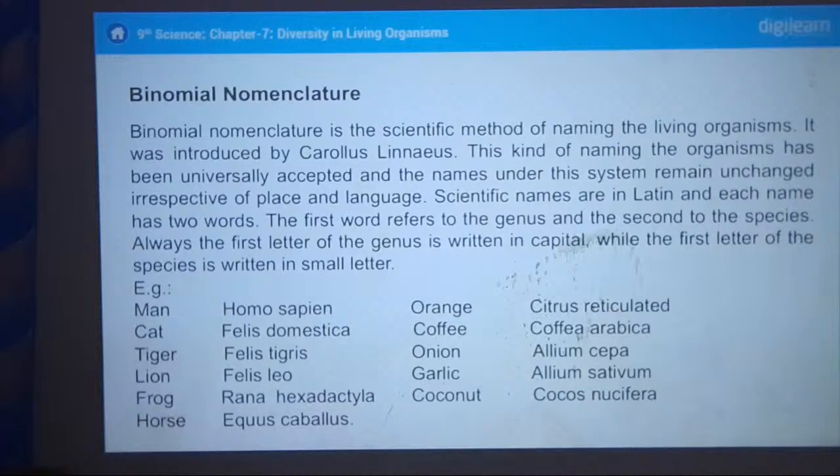frog, Rana hexadactyla, horse, Equus caballus, orange, Citrus reticulata, coffee, Coffea arabica, onion, Allium cepa, garlic, Allium sativum, coconut, Cocos nucifera.